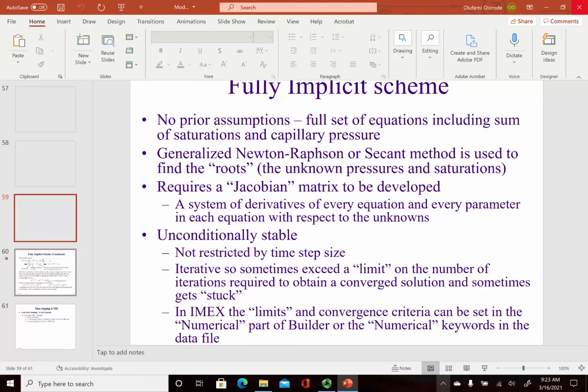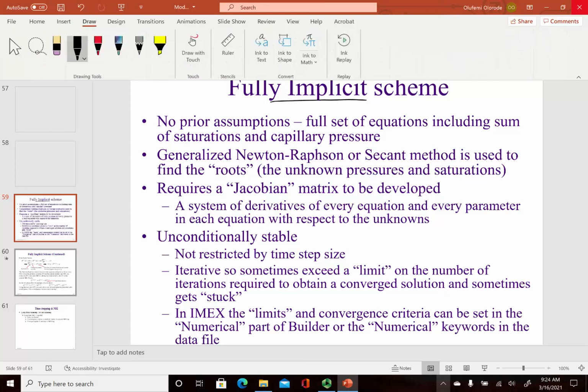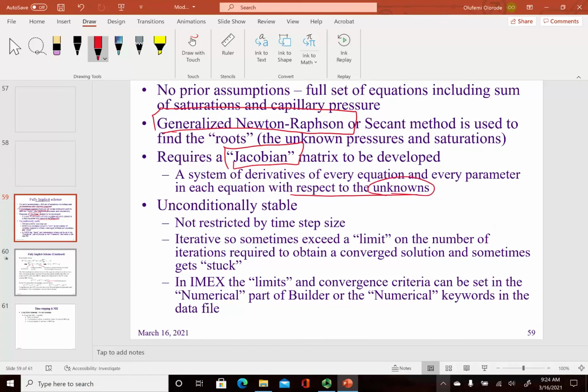In the fully implicit scheme, we don't make any simplifying assumptions like we will begin to make in the other schemes. We use the generalized Newton-Raphson's method to find the roots of the equation, which is what I'm going to explain on the next slide. Of course, you already saw the Jacobian matrix, which is the derivative of the residual with respect to all of the primary variables in all of the grid blocks. The primary variables are the unknowns.